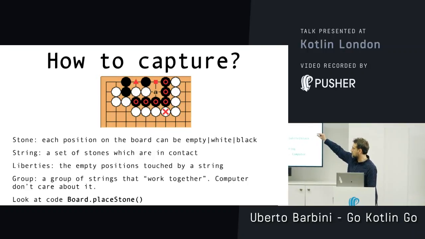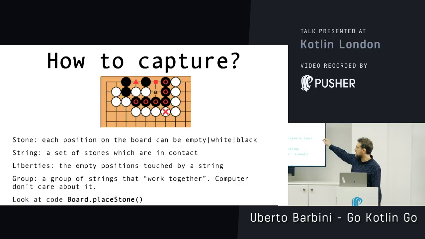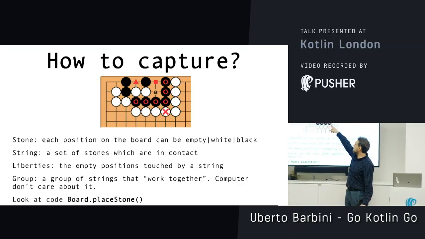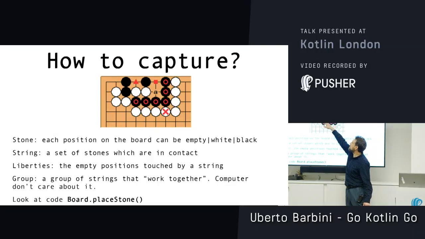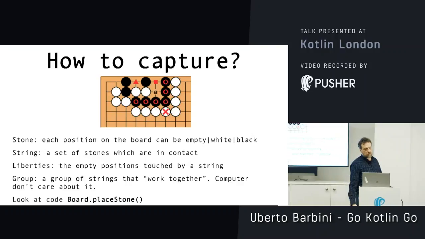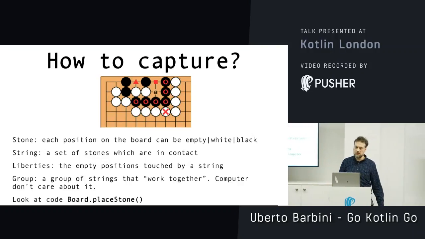Each one is a stone. A set of stones is called a string. And the liberties are the empty points. So for example, this black block has 2 liberties. This one has a lot, so you don't even have to count. This has only 2. This has 2. And a lot of Go strategies are based on the number of liberties.